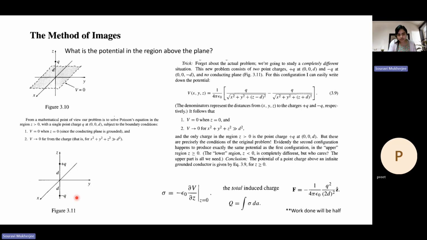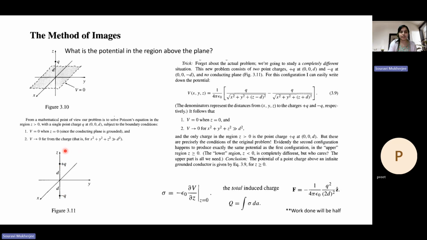So that means this charge distribution also satisfies the same boundary conditions. So now by the uniqueness theorem, it tells us that if we now try to use this to find the potential in the region above the plane, that will be the same as the potential for this condition. Now this charge distribution is a very simple one. You just have 2 point charges.